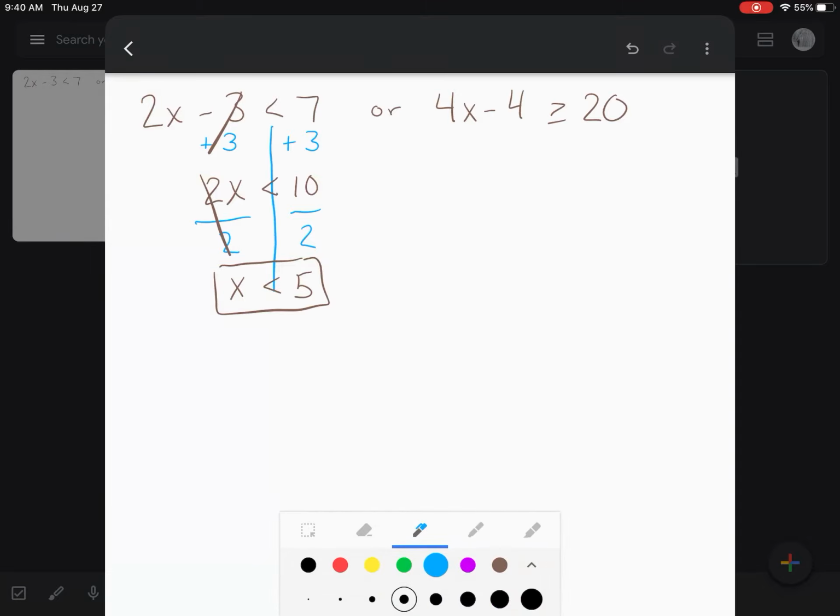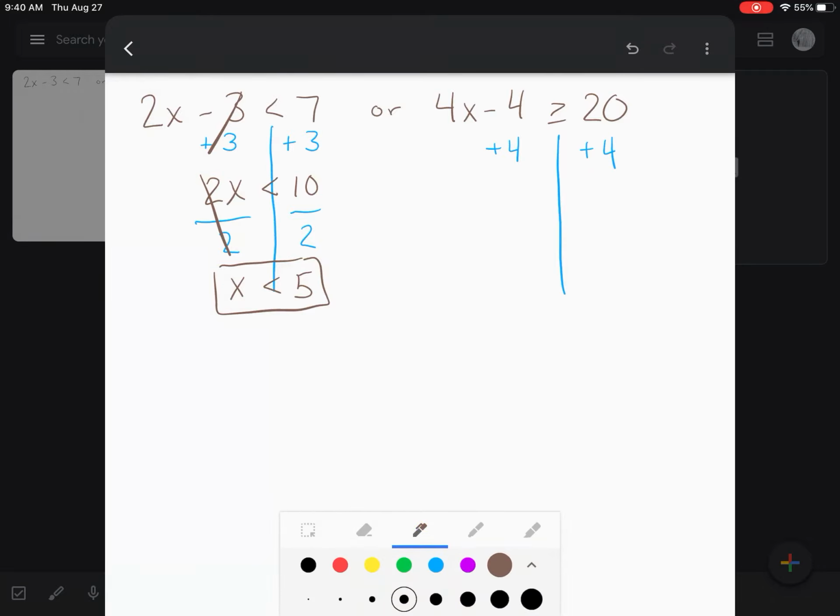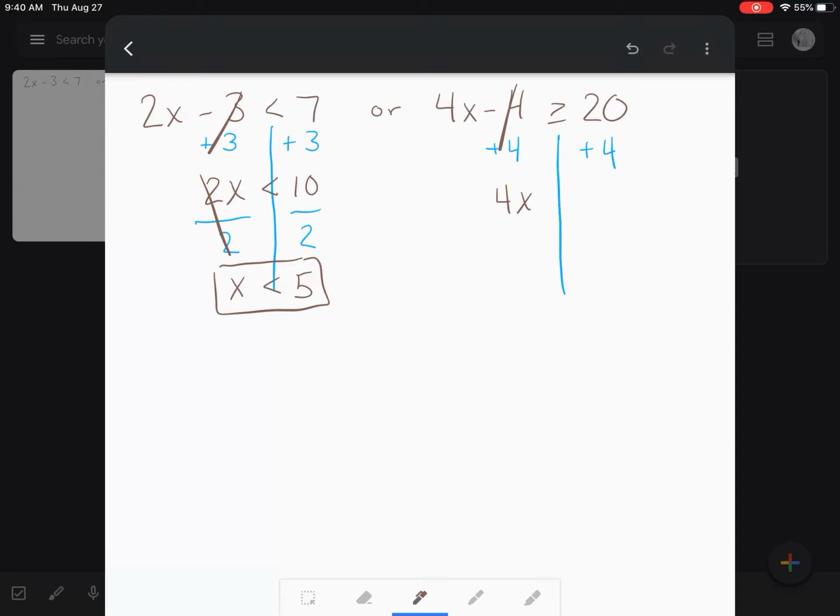All right, so we do have another inequality over here. This is a compound inequality, which means I have 2, right? So I have 4x minus 4 is greater than or equal to 20. So I'm going to solve it the same way. Let's get this minus 4 off. So I'm going to plus 4 on both sides. That's going to give me 4x, those cancel, is greater than or equal to 24.